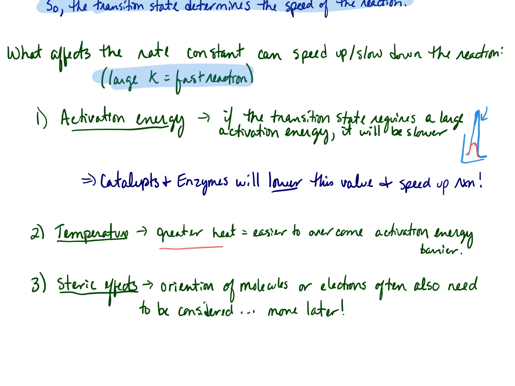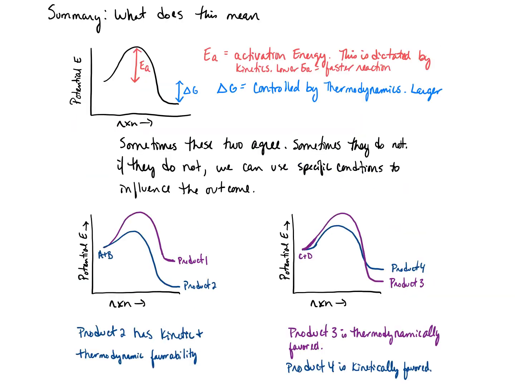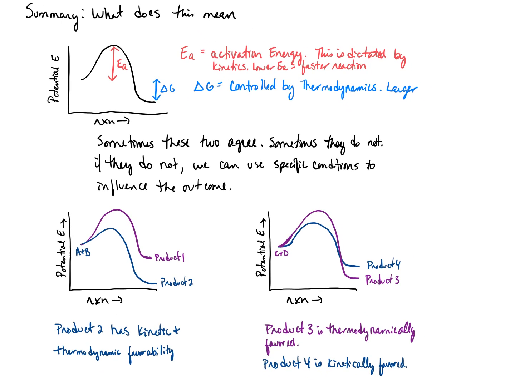There's also steric effects to consider, so we have to get the transition state into an orientation that's correct, and some molecules, you just can't rotate them into the place that they need to be, and so that can certainly affect your reaction rate very quickly as well. Okay, so what does this stuff mean?